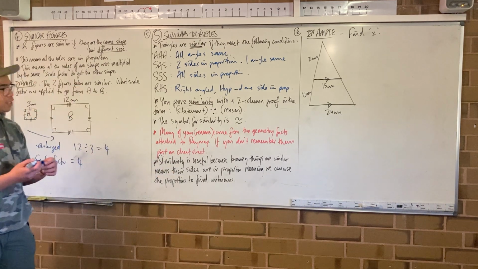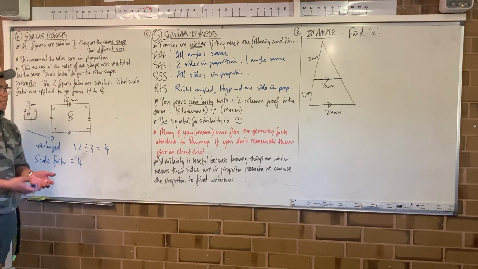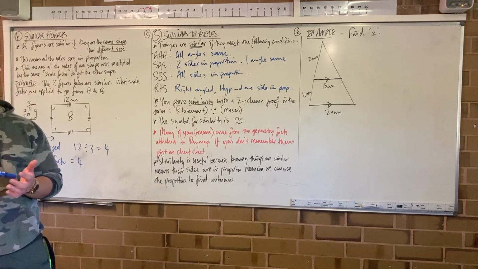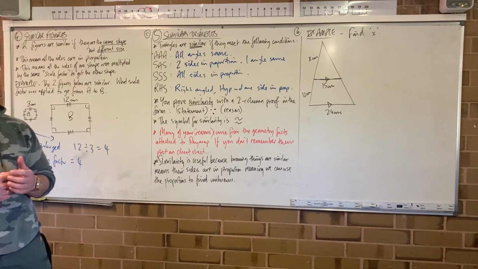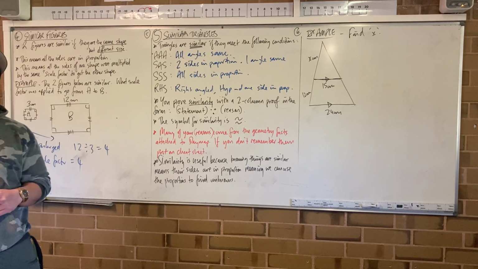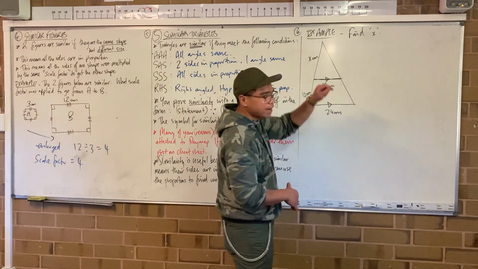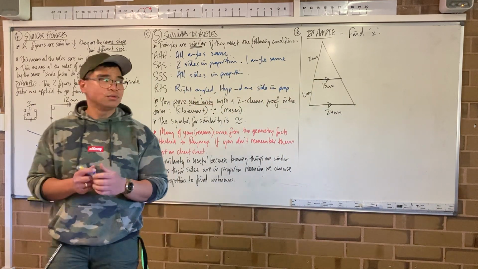Similarity is useful because knowing things are similar means their sides are in proportion, meaning we can use the proportions to find unknowns. Congruence isn't that similar because I need the triangles to be exactly the same. If I knew two triangles are similar, it allows me to find unknowns that are a bit more useful.